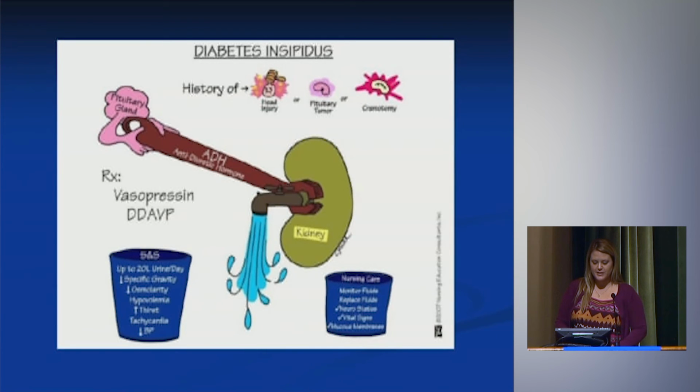I like this picture because this kind of helps me. It's the pituitary gland with the wrench turning off the ADH, and the kidneys are just dumping water, because that's basically what you do when you have DI.